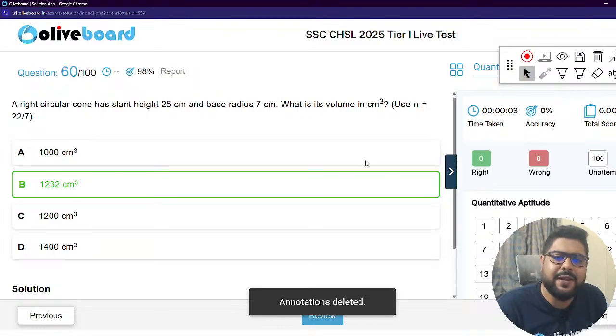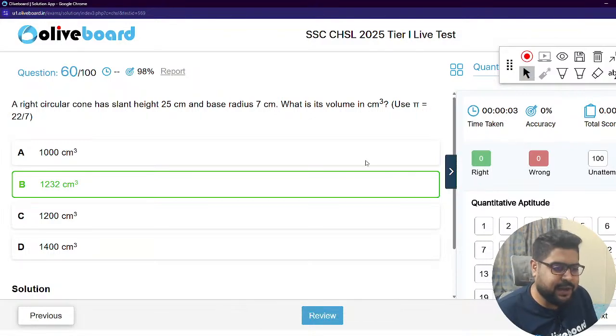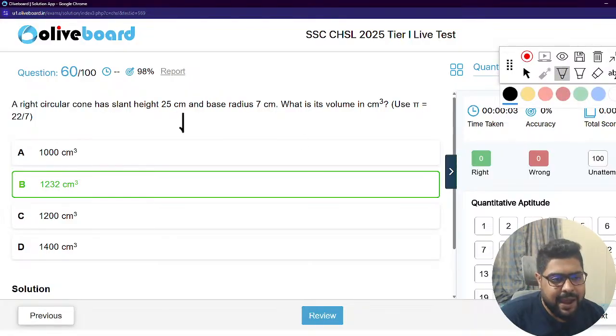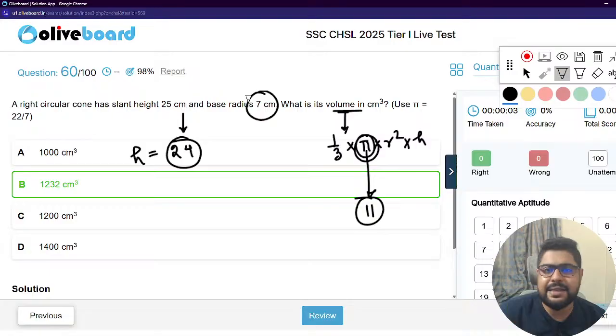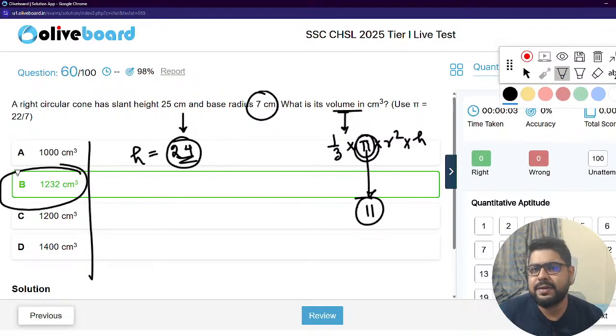Perfect, sir. Perfect. Chalo. Another way, if you want to know, sir. Once I got the height is 24, sir, volume is 1/3 into pi into r square into h. So it must be a multiple of pi, meaning it must be a multiple of 11. Because 7 I can see, 7 will cancel. And 24 means 3 will also get cancelled. Check the options for a multiple of 11, only this one is there. That's the answer. That is also one way to think about things.